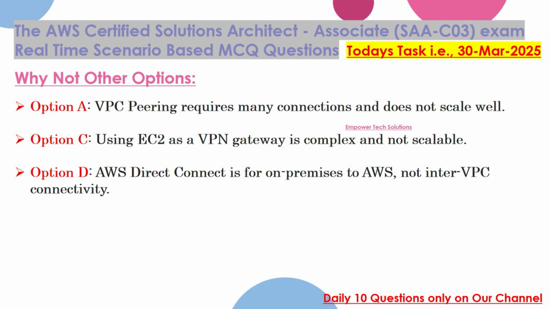Option C, using EC2 as a VPN gateway is complex and not scalable. Option D, AWS Direct Connect is for on-premises to AWS, not inter-VPC connectivity.